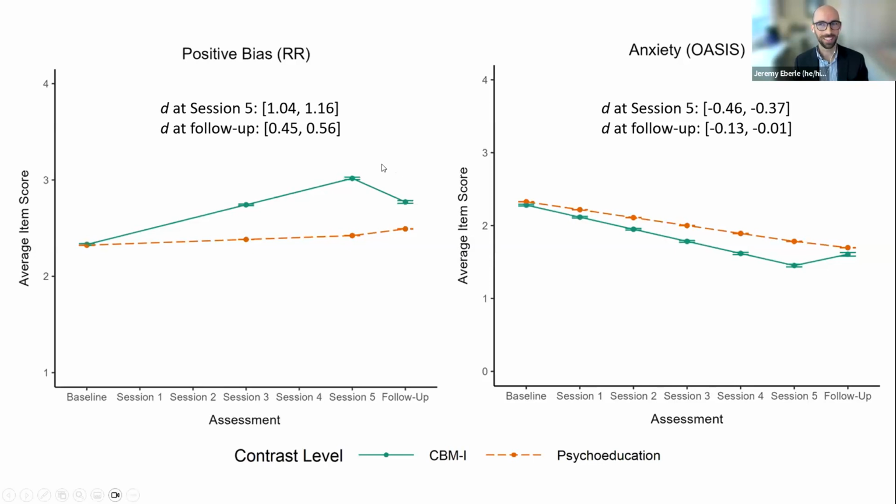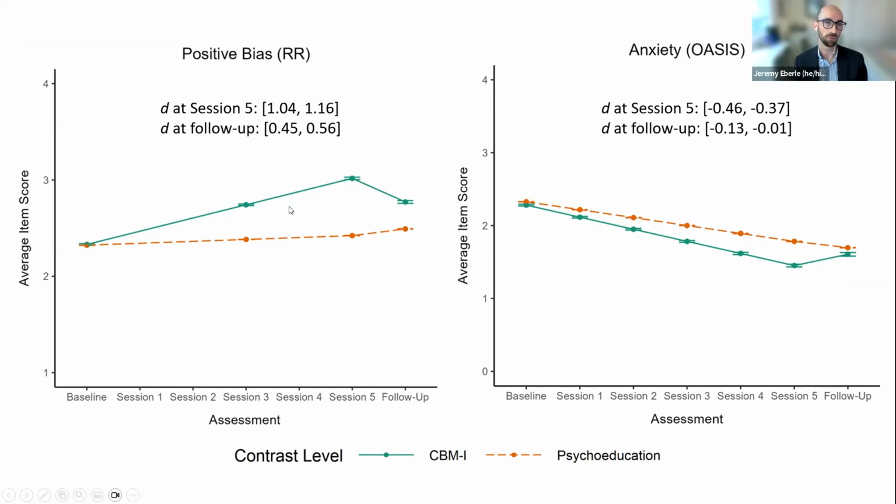We had several outcomes for interpretation biases. We looked at positive interpretation bias, which is a tendency to interpret ambiguous situations positively. We also looked at negative bias and then anxiety symptoms. So these are just some sample outcomes. On the x-axis is the assessment point: baseline, sessions 1 through 5, and then 2-month follow-up. The y-axis shows the level of bias. The CBMI group is in green, psychoeducation is in orange.